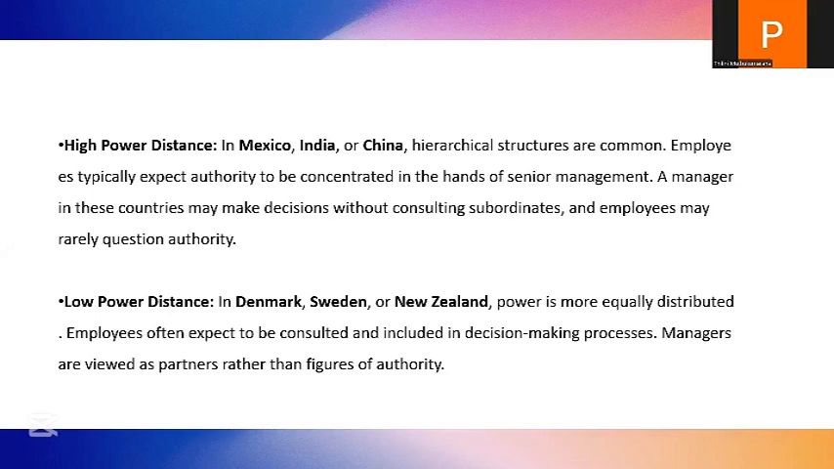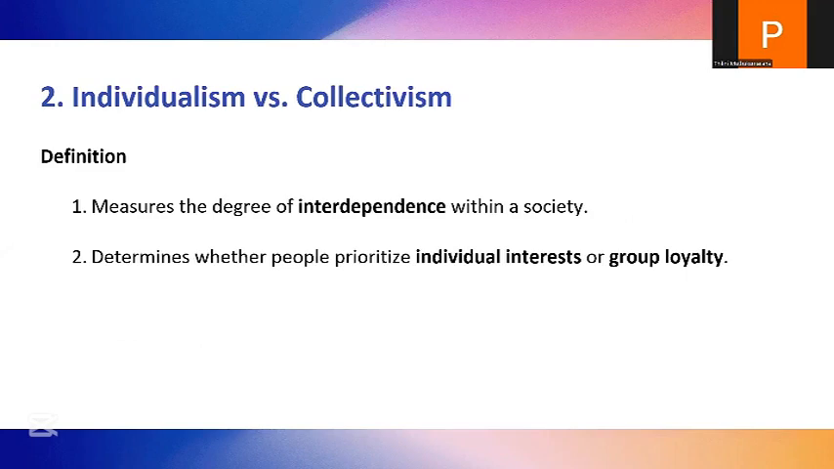Okay, so the second one is individualism versus collectivism. You can see this is a kind of factor analysis. So Hofstede has distributed these six dimensions depending on this factor analysis. So the second one is going to focus on individualism versus collectivism. All this individualism and collectivism talks about the degree of interdependence, right? Interdependence on individual interest or interdependence on group loyalty.